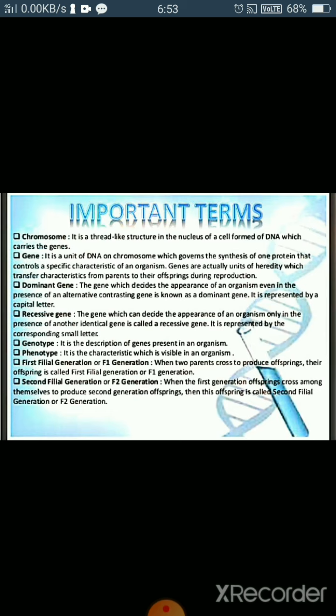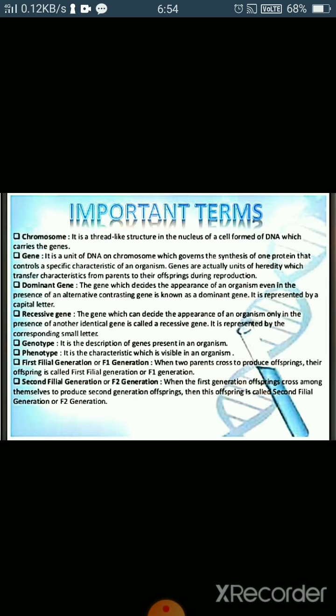The gene which can decide the appearance of an organism only in the presence of another identical gene is called the recessive gene, and it is represented by a small letter. Now there's another term, genotype. Genotype is the description of genes present in an organism, and phenotype is the characteristics which are visible in an organism.